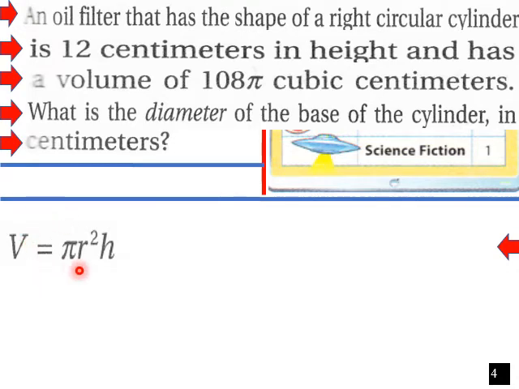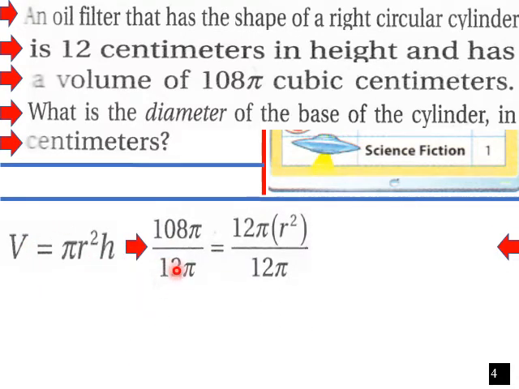So the volume would be pi r squared h of a right cylinder. We have 108 pi, which is the volume, and then over 12 pi, which would be the height. This would be to find the diameter here. 12 pi times r squared over 12 pi. So we would come out with 9 equals r squared. So that would give us 3 equals r in this situation.